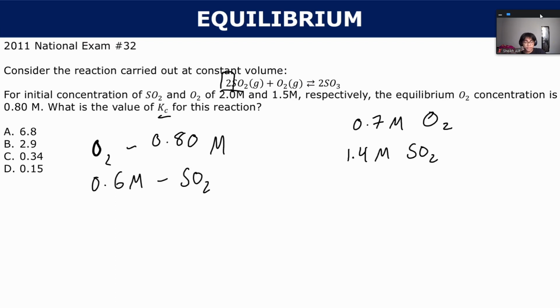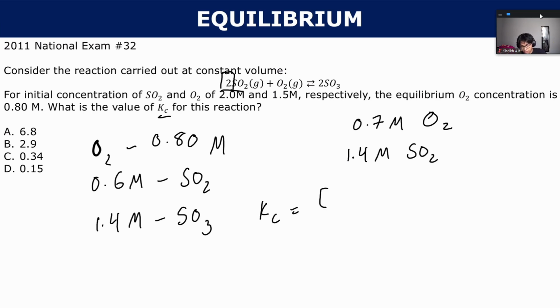And so how do we find out the SO3? Well, since we know that the SO2 and the SO3 have the same stoichiometric coefficient, that means that the amount of SO2 that is consumed is going to be the amount of SO3 that is produced. And since we know 1.4 molar was used up, then we know 1.4 molar of SO3 were produced. So we have the equilibrium concentrations. We just need to plug this into our Kc formula.